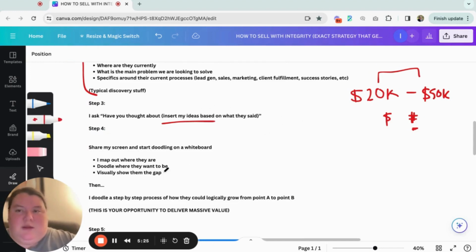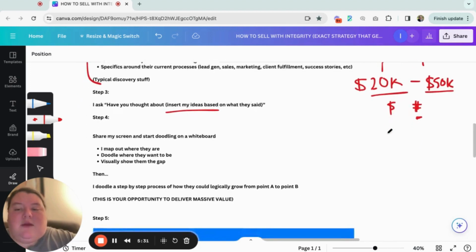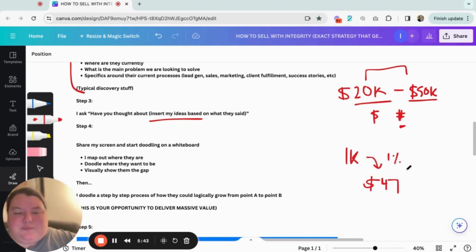I share my screen just like this on Canva, and I start doodling. And I go, look, you're here. You want to get to here. That's a 30K gap. How can we do this? What's your audience size? Okay, let's say you have whatever 1,000 emails. Okay, great. Well, if we do a virtual event, the virtual event's going to be like $47. If we capture like 1% of that, it's going to be X amount of dollars, blah, blah, blah. And then we position your offer on the back end. How much is your offer? Oh, it's 10K. Okay, great.